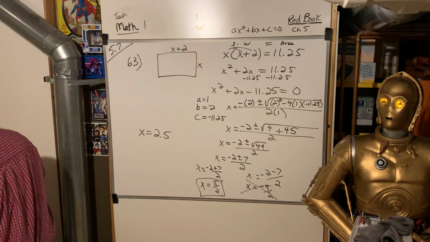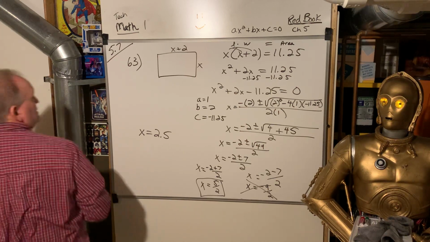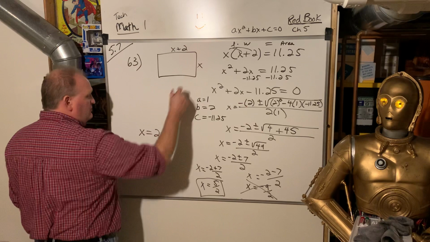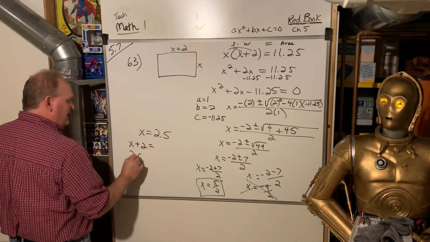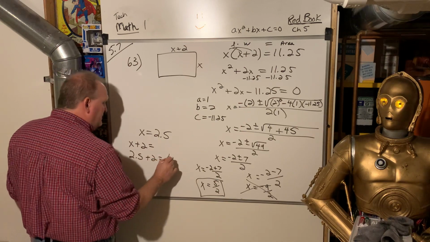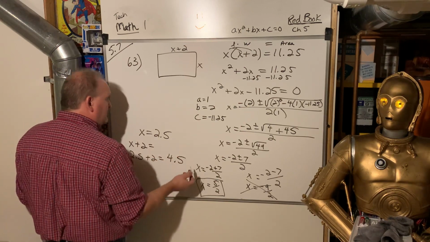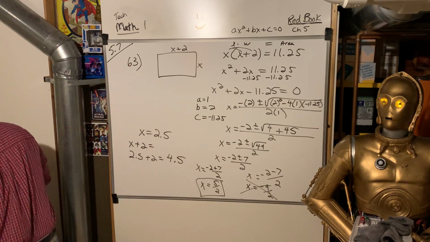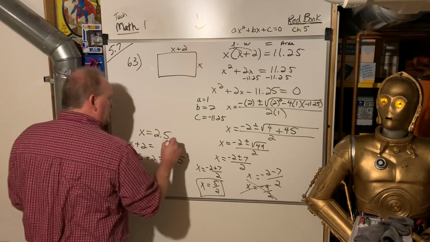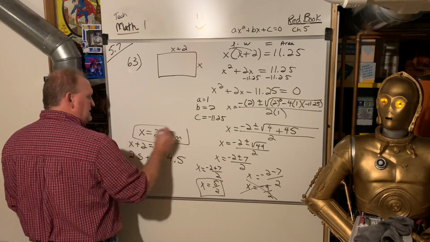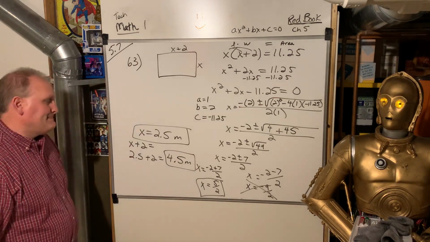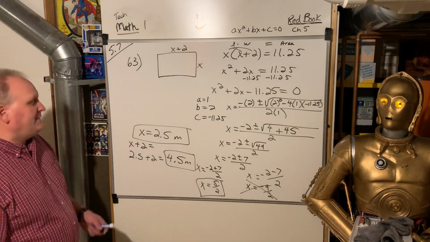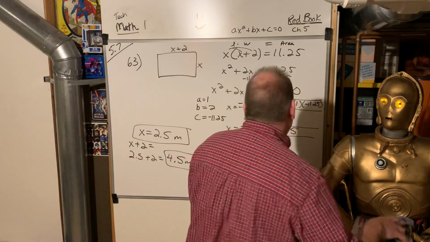And so they want the dimensions. So we got one dimension is 2.5, and then x plus 2 is the other dimension. So 2.5 plus 2. Positive 4.5 is the other dimension. And what is that in feet? Meters? Meters must be in England. Meters. Okay. Lovely. That's the applied problem I wanted to work out.